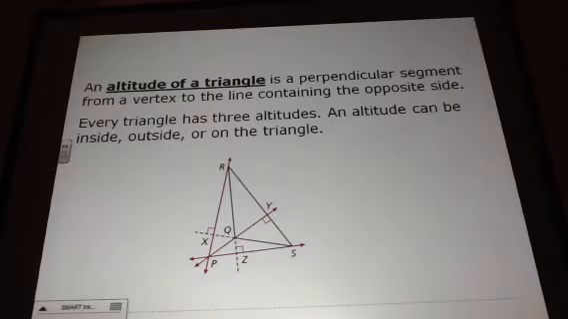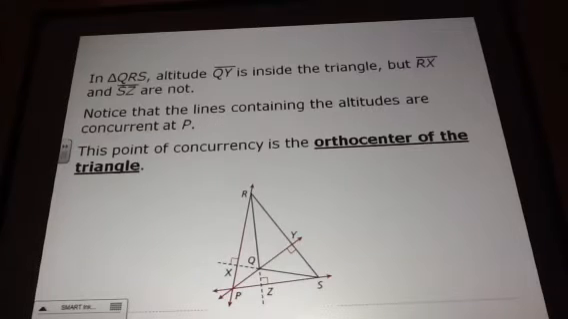An altitude of a triangle is a perpendicular segment from a vertex to the line containing the opposite side. In the past, you might have heard your math teacher call this the height of the triangle. In geometry, we call it the altitude. Every triangle has three altitudes. An altitude can be inside, outside, or on the triangle.